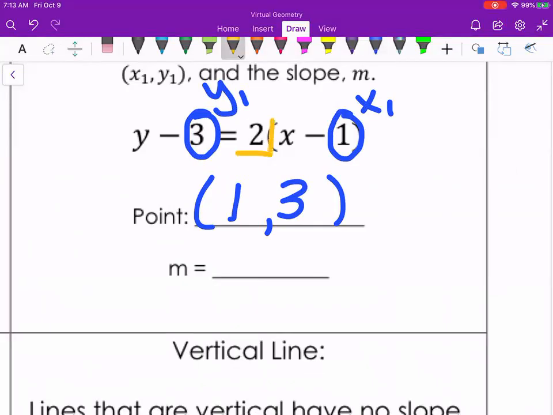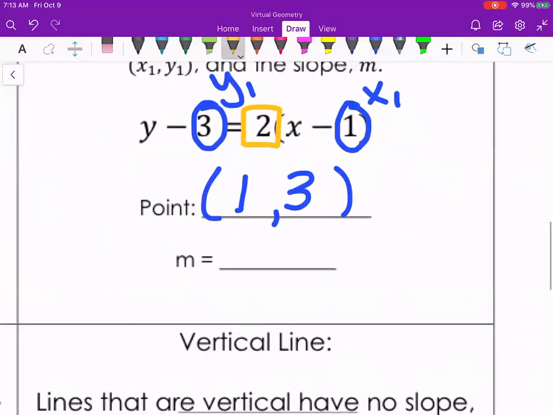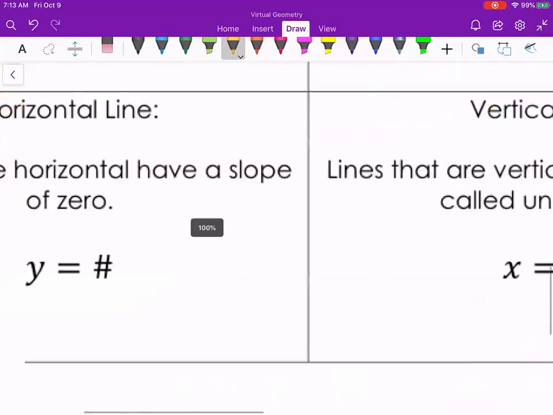And again, whatever is in front of the parentheses, remember our m is in front there. That is our slope. So we're going to be using that form of an equation here in just a little while when we look at some of our examples.